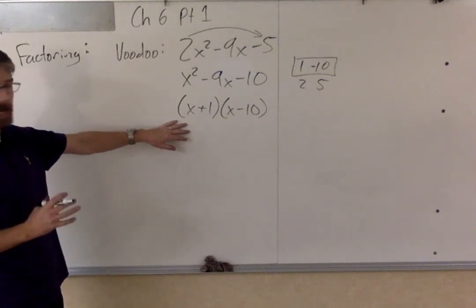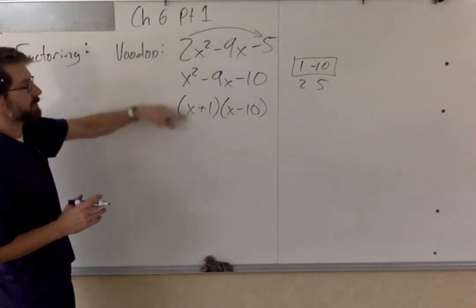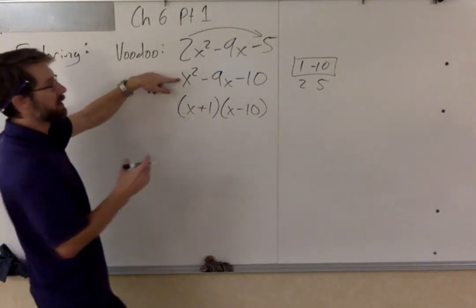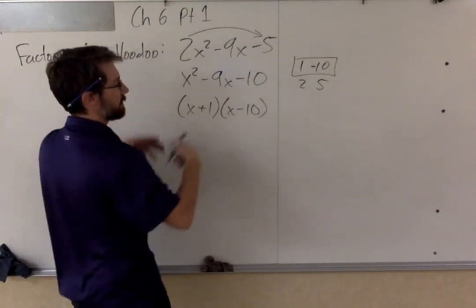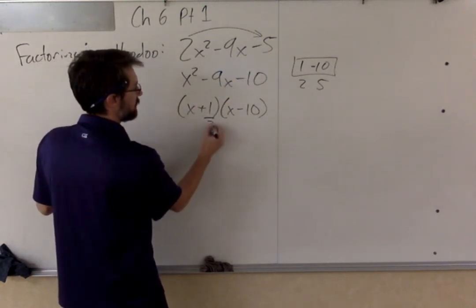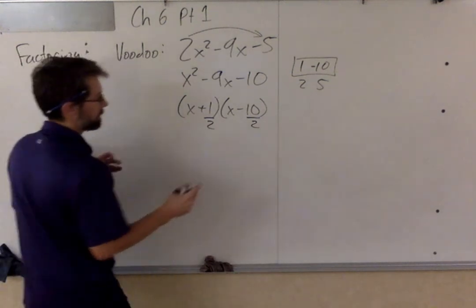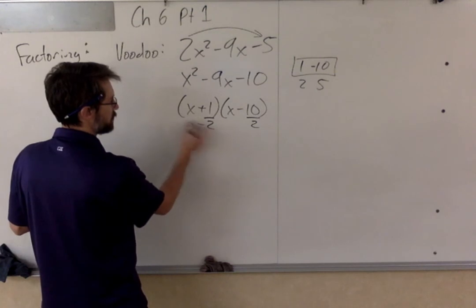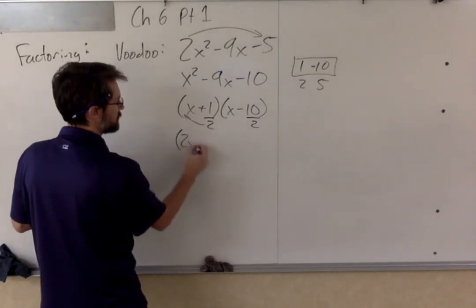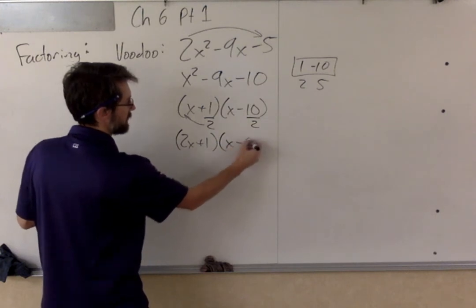A lot of students stop here, but this doesn't foil back to this. It foils back to this sort of intermediate one. I multiplied the 2 over here to the constant. I have to sort of make up for that and set things right by dividing the constants by 2 now to keep things even. All right, this one does not reduce, so the 2 moves in front of the x, 2x plus 1. This one does reduce, so it's x minus 5.